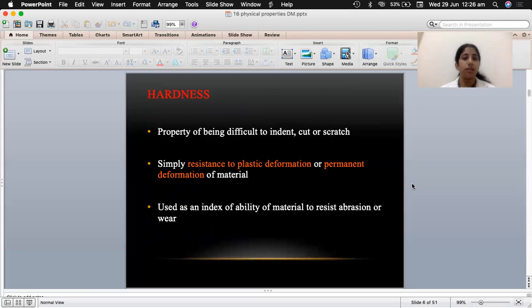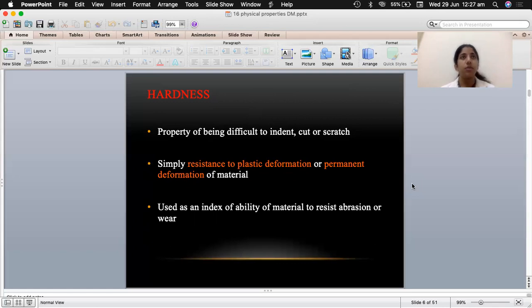Hardness. Hardness is a physical property. It is the property of being difficult to indent or cut or scratch. Simply, it is the resistance to plastic deformation or permanent deformation. On an applied stress, the material will undergo either plastic deformation or elastic deformation. Elastic materials won't deform their shape permanently. Once you remove the applied stress, it will bounce back to its original shape. That is the elastic property of a material.